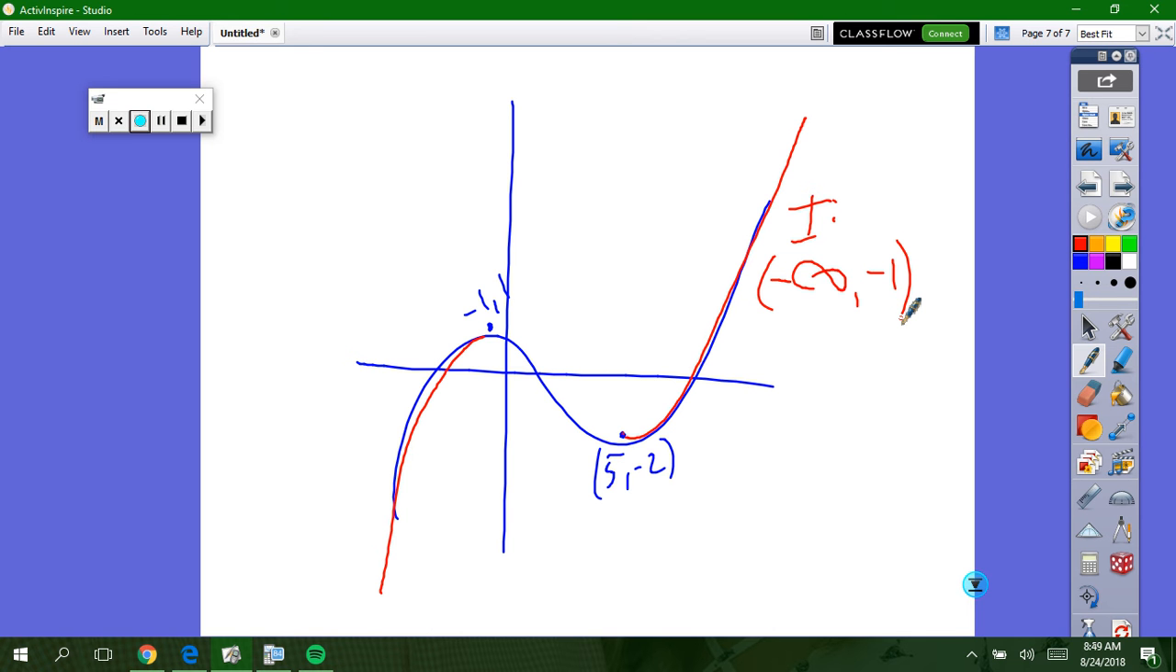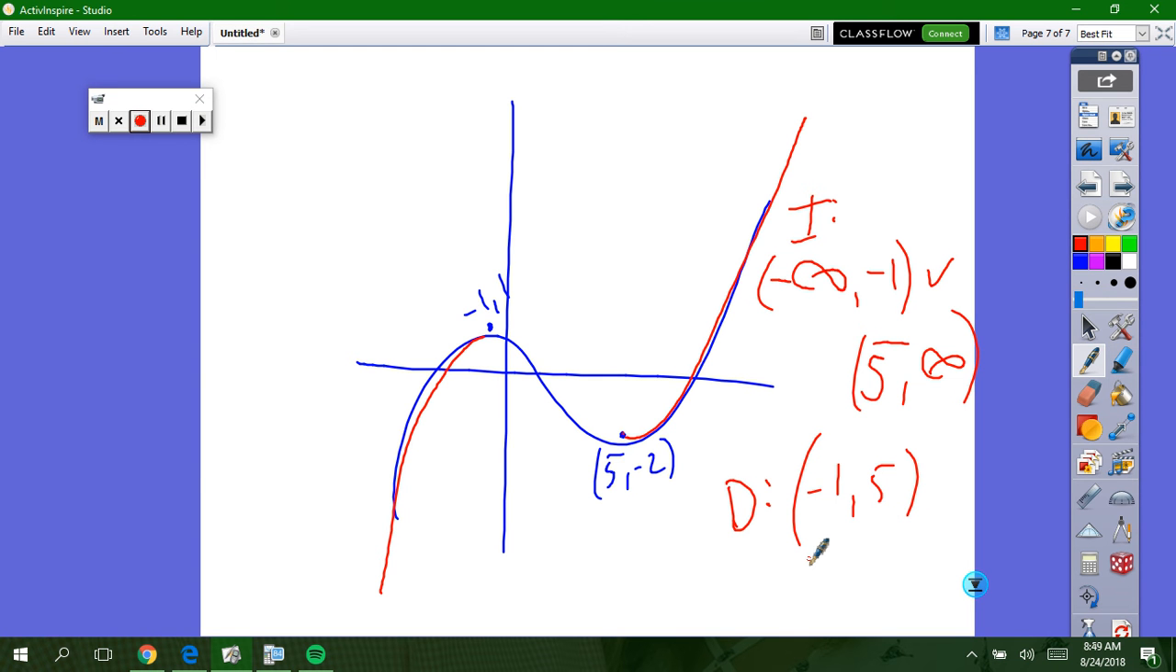Okay, what's my other interval where it's increasing? From 5 to infinity. With parentheses. And if there's more than one, you've got to put a union in between. Okay, where is it decreasing? It'd be from negative 1 to 5.